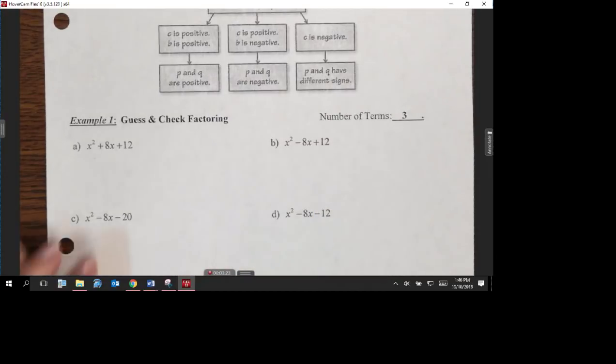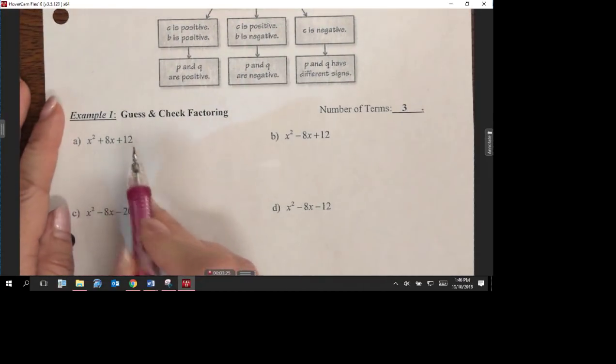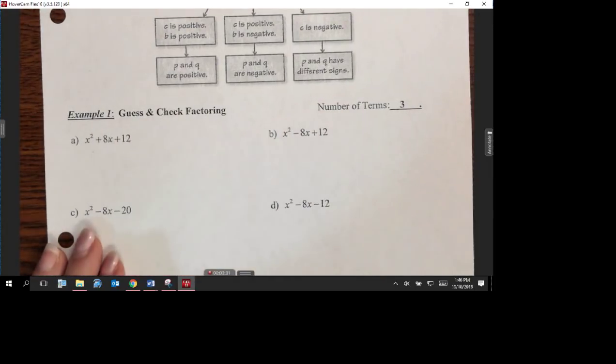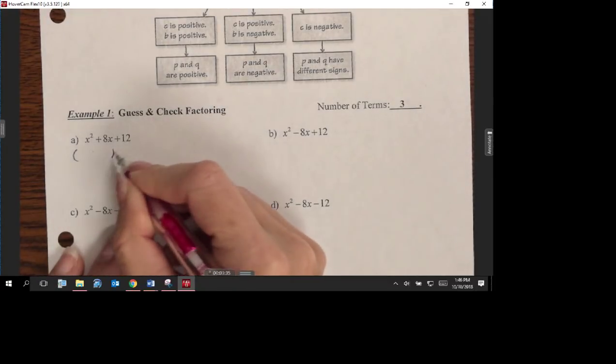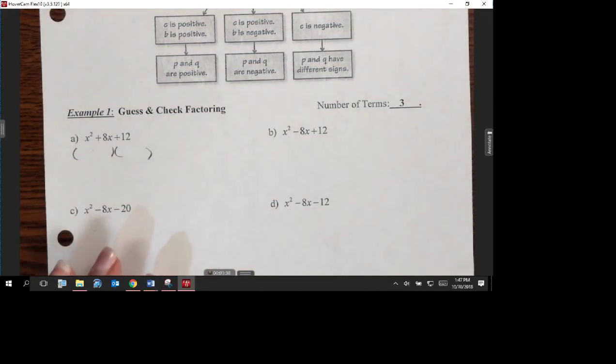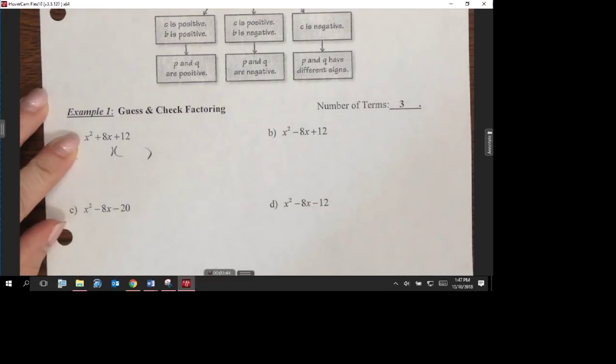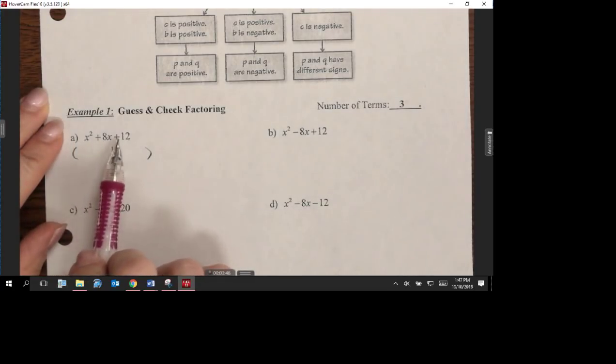Okay, so this is guess and check factoring. First thing is there is a trinomial. You always look for greatest common factor. Is there a greatest common factor? No. Okay, so then I can move on. Now we have two parentheses. Guess and check, always going to be two parentheses. We look at the very first term. Now, not even doing that yet. Let's look at the signs.